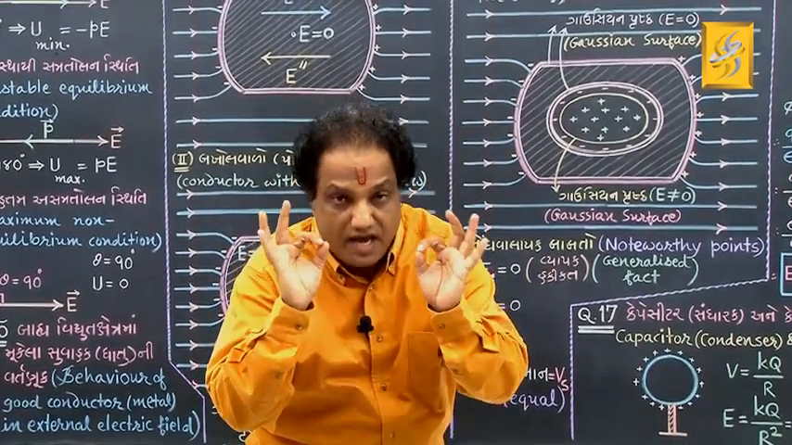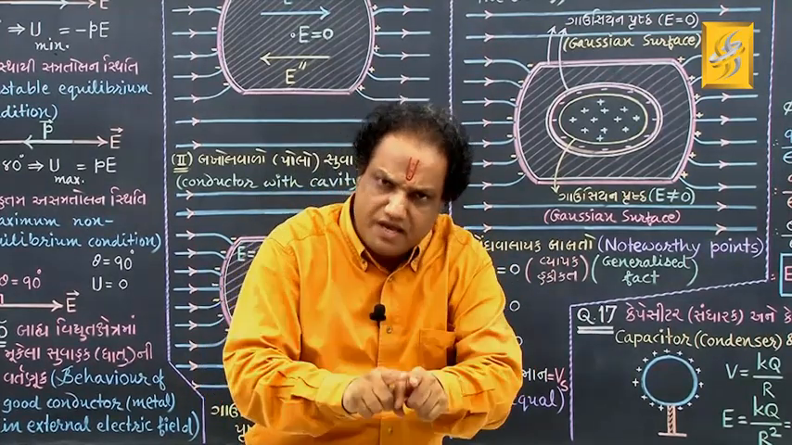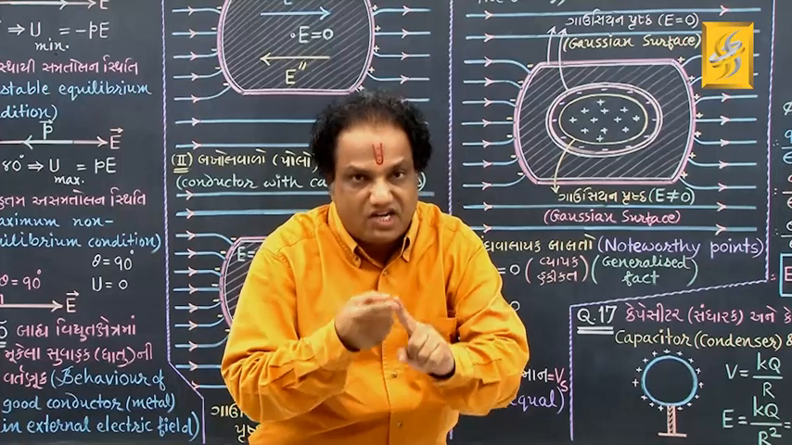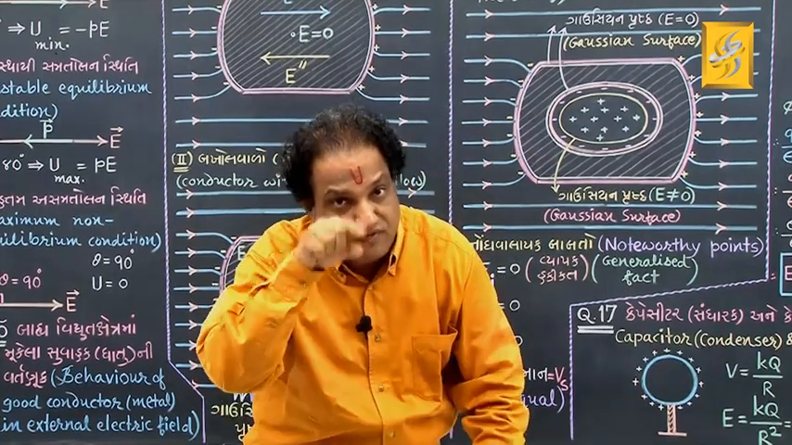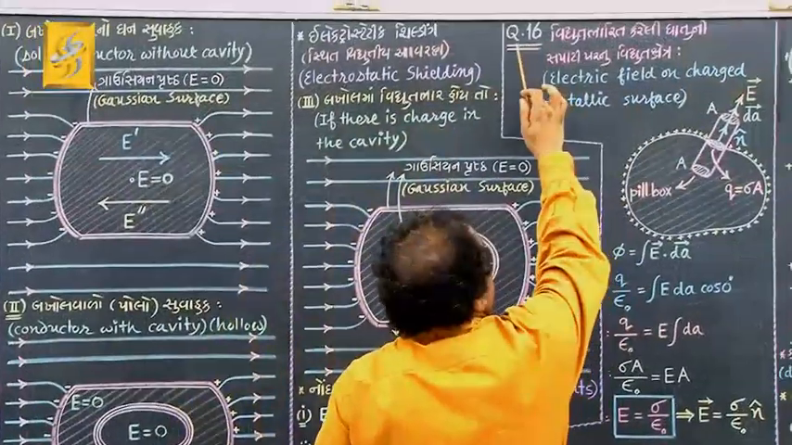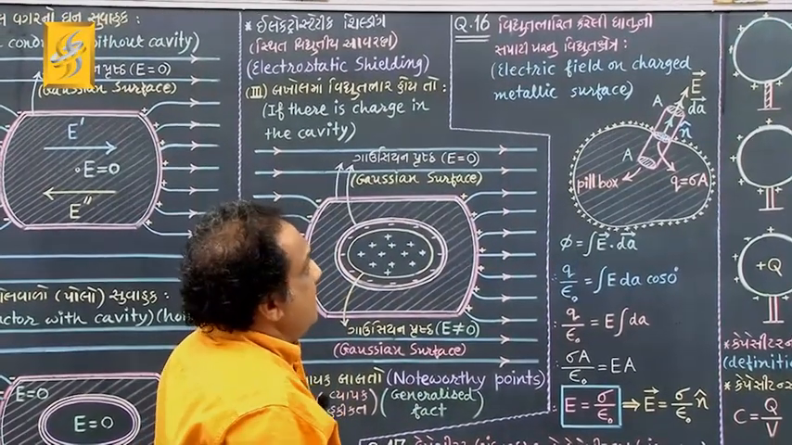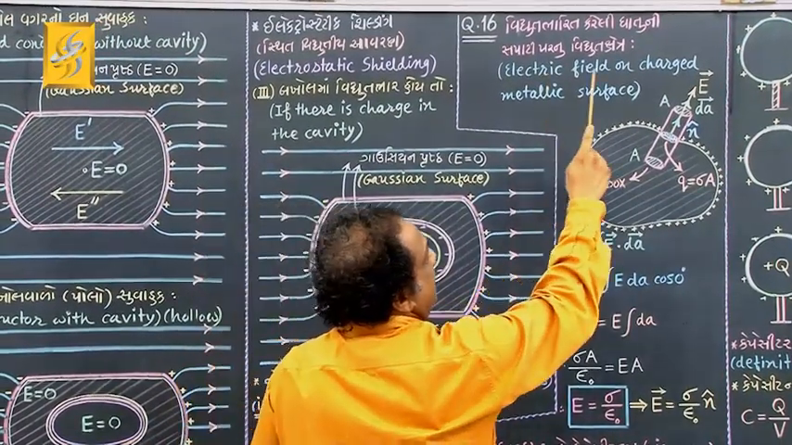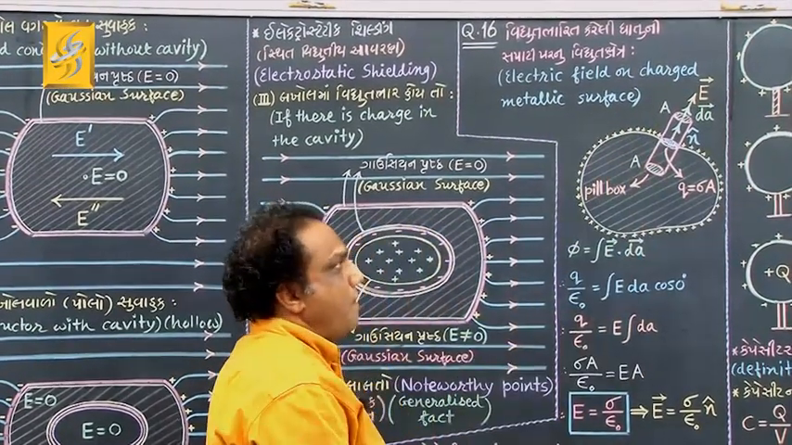So, this generalized fact you must remember. In every case, the electric field inside a good conductor, inside a metallic conductor, is always 0, got it, fine. Now, we go for question number 16. It is about electric field on a charged metallic surface.